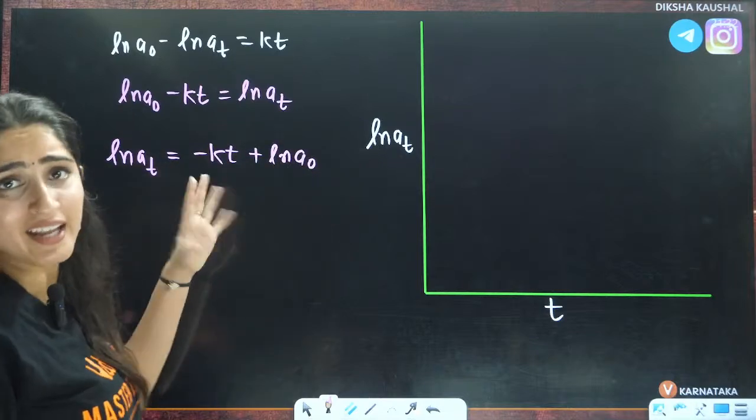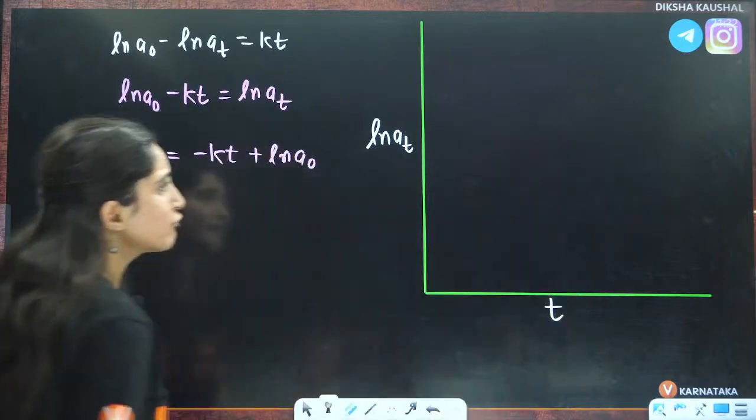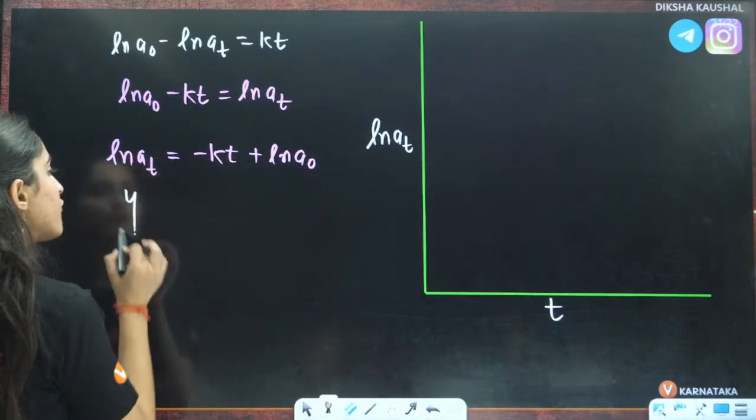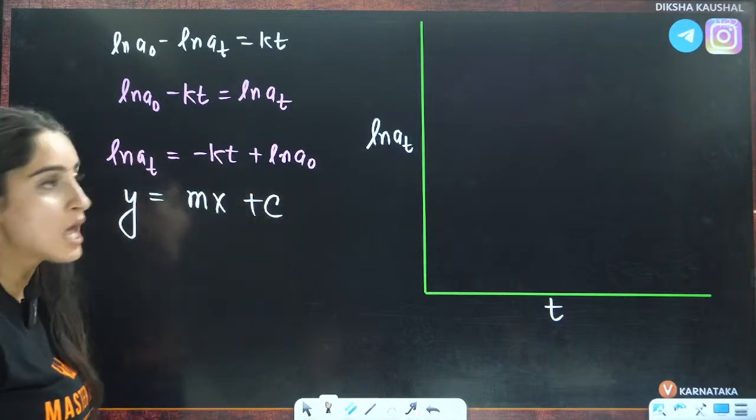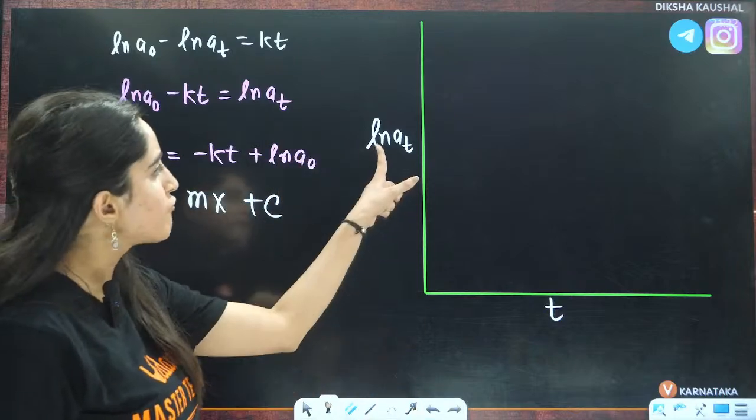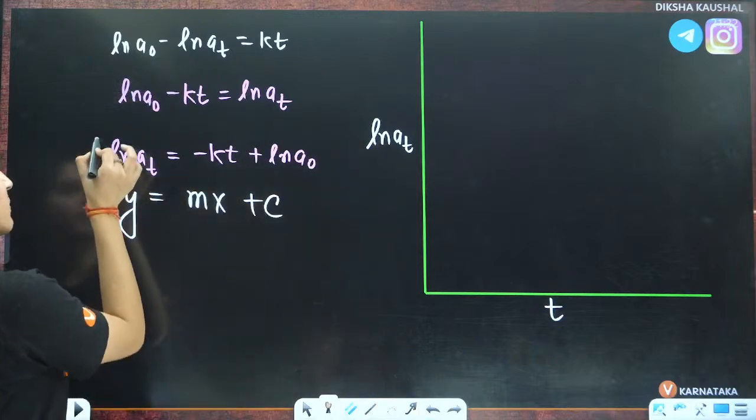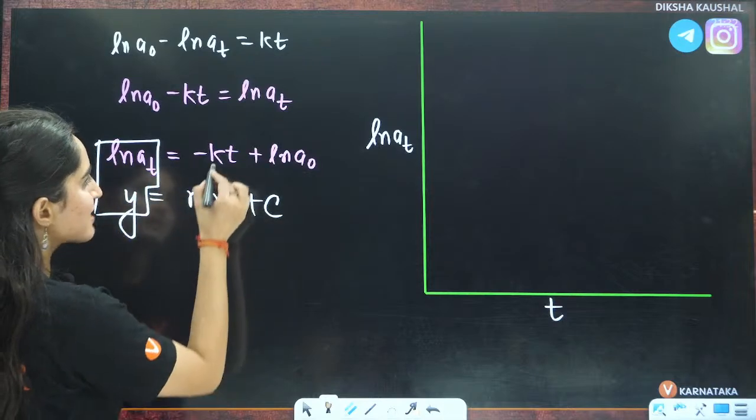I have just rearranged it, right? Now, if I compare this, it will become y equals mx plus c. C is the intercept. First, you would see what is y and x. Y is ln At, right? This will become y. What is x? X is t.